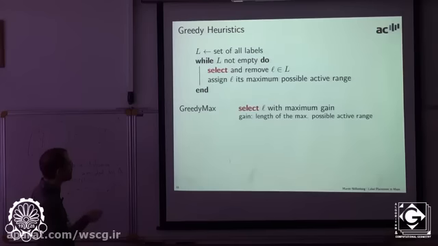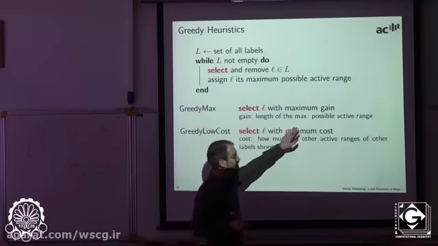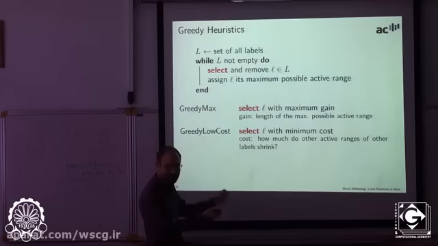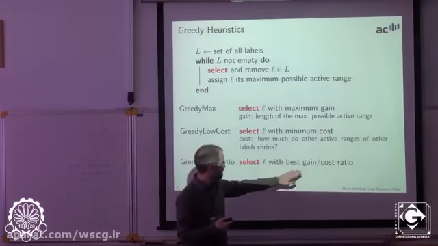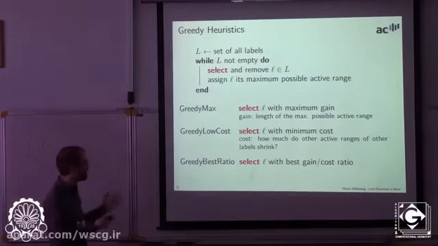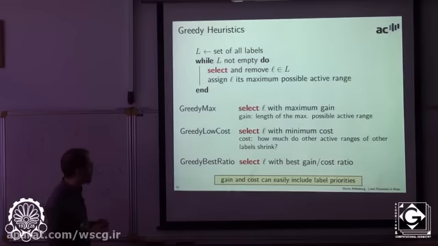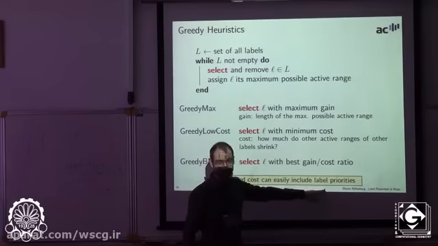So if you do greedy max, for example, you could select the label that gives you the maximum gain, so for example, the largest possible active range that you can still do. You can go for lowest cost: if I pick that one, how much do the other ranges shrink in consequence? Or you can do best ratio, where you try to do a trade-off between the two. So these are different strategies of how to pick the next label in the greedy algorithm. And this can easily include label priorities.